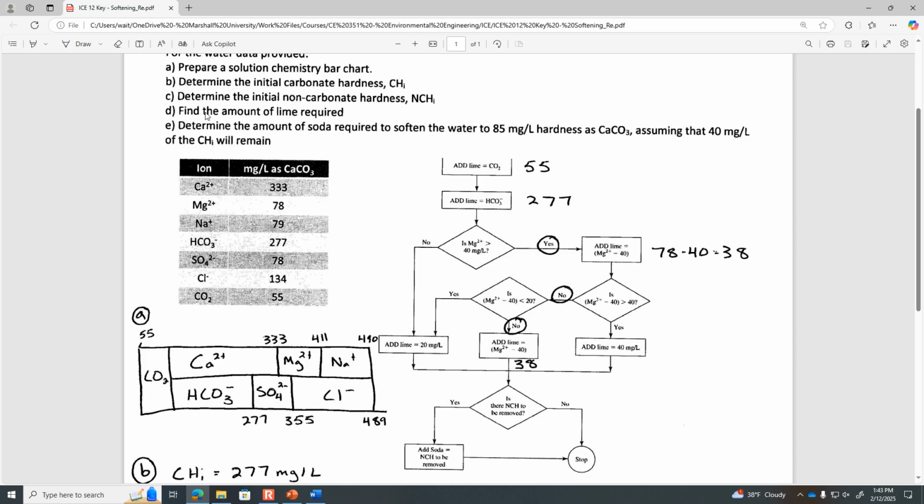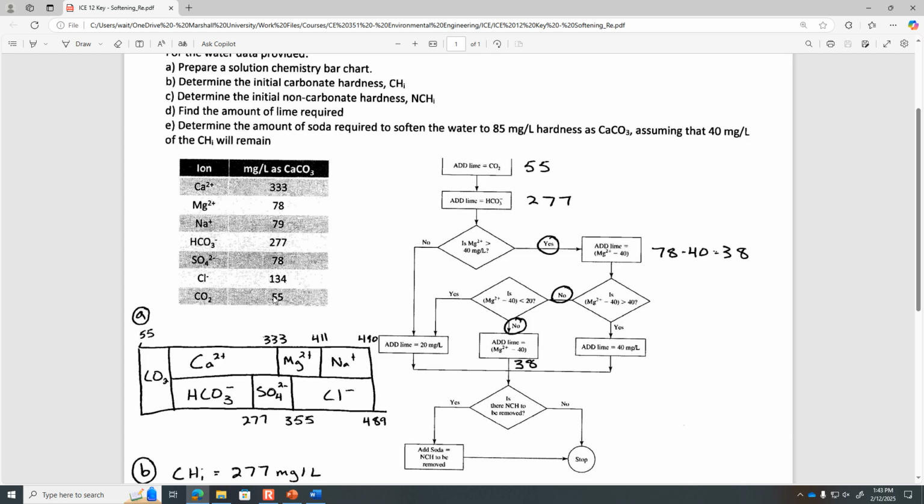For D, it says find the amount of lime that's required. So how much lime are we going to have to add? Well, this flow chart tells us that first of all, you're going to add the lime in the amount of how much carbon dioxide there is. Okay, so we need 55 milligrams per liter of lime to get rid of the carbon dioxide. And remember that the unit of currency here is milligrams per liter as CaCO3. So how much carbon dioxide there is, it may be different than 55 milligrams per liter.